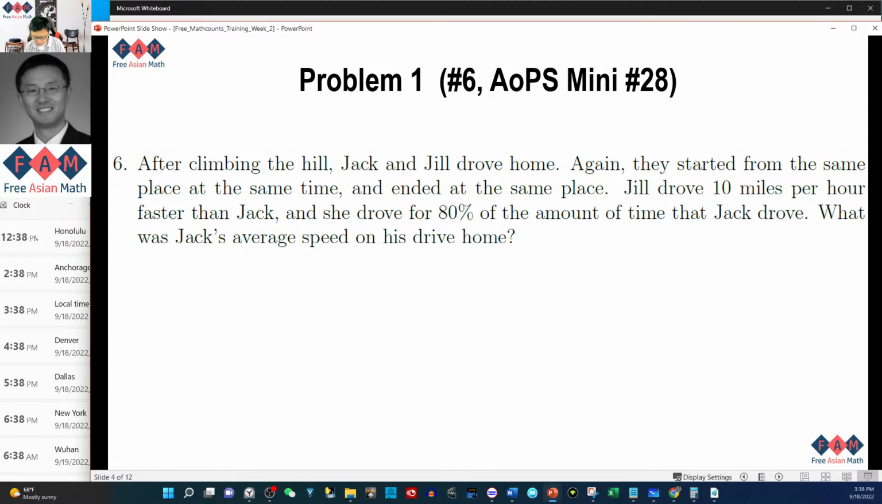So, of course, because they will come back to the same home, they will travel the same distance. Because Jill drove faster, she would just need less time. So she drove only for 80% of the amount of time that Jack drove. Okay. So what was Jack's average speed on his drive home?